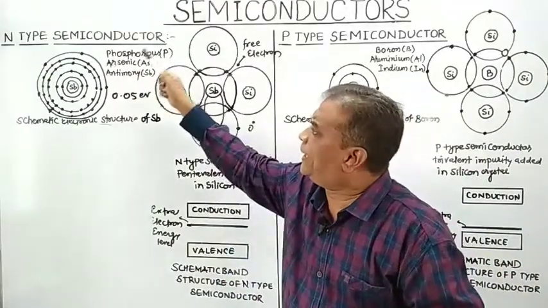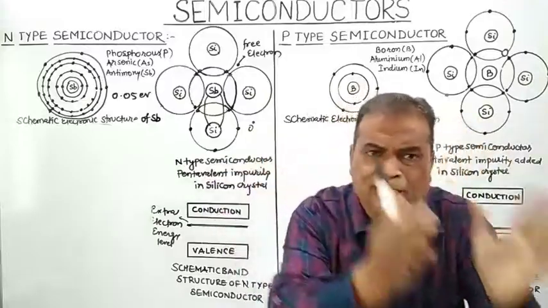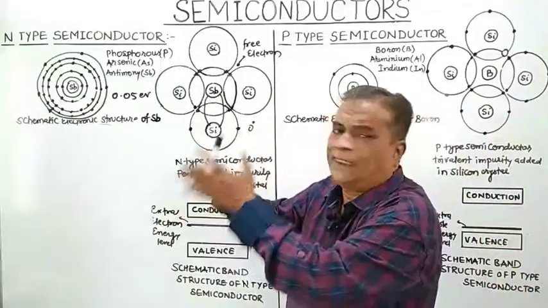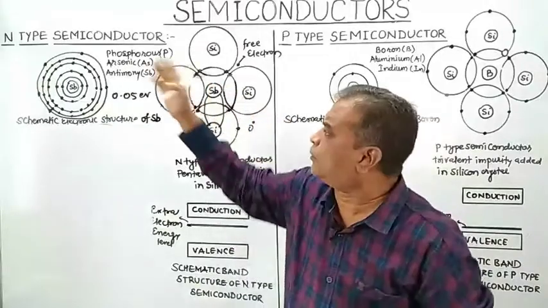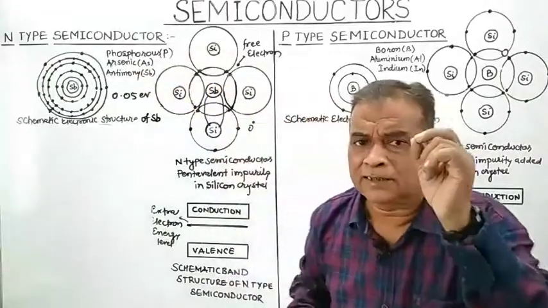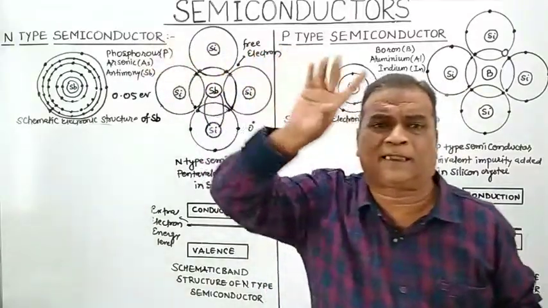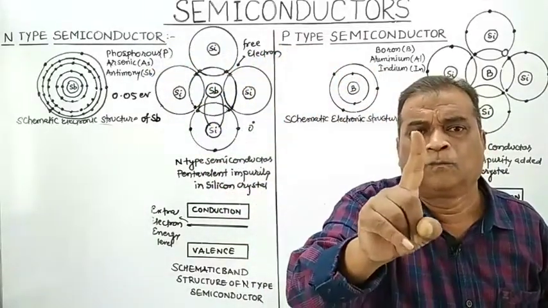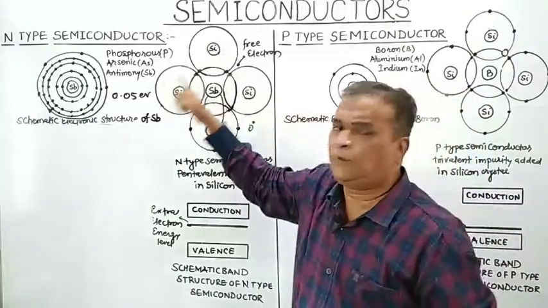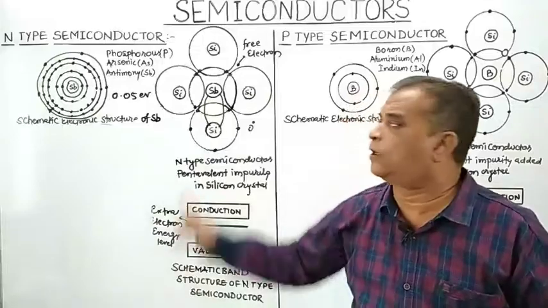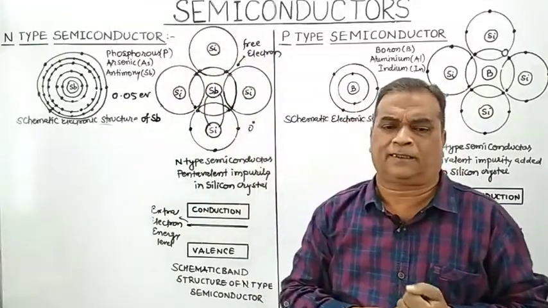So you can define n-type semiconductor as what? The semiconductor materials which are doped with pentavalent, that is the donor impurity, are called n-type semiconductor. The second point: the electrical conductivity of n-type semiconductor is mainly due to free electrons, which are negatively charged particles. That's why this type of semiconductor is called n-type semiconductor.